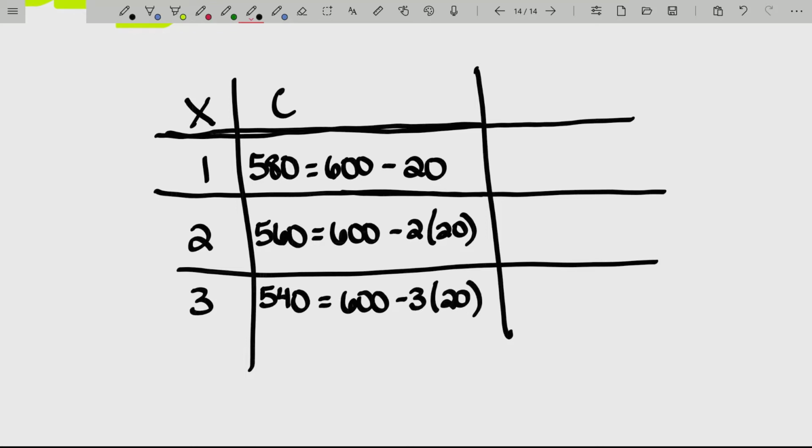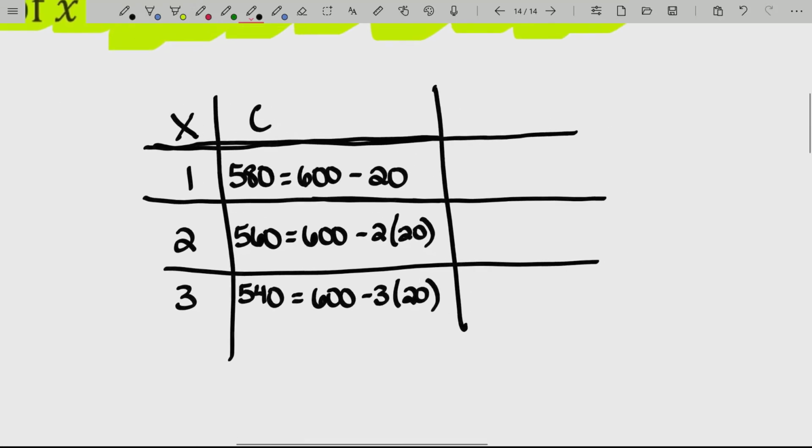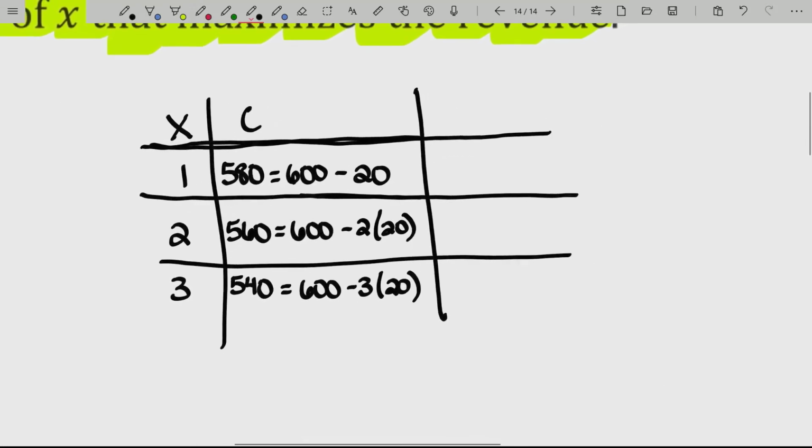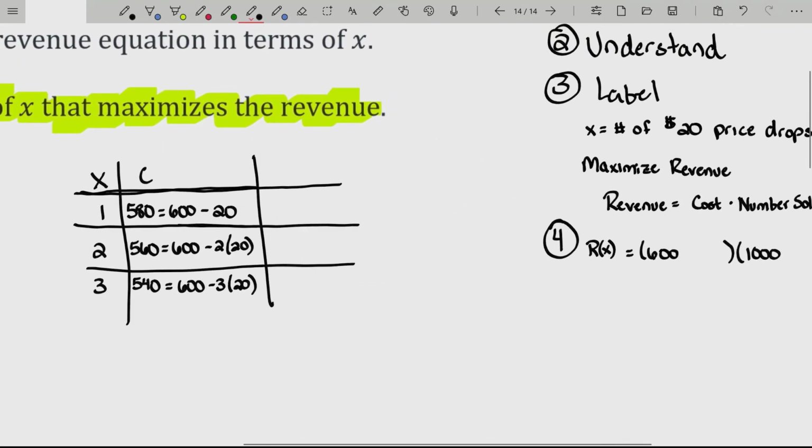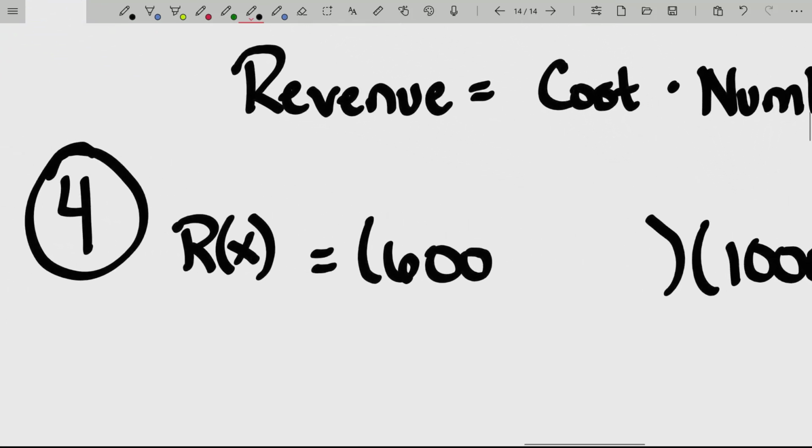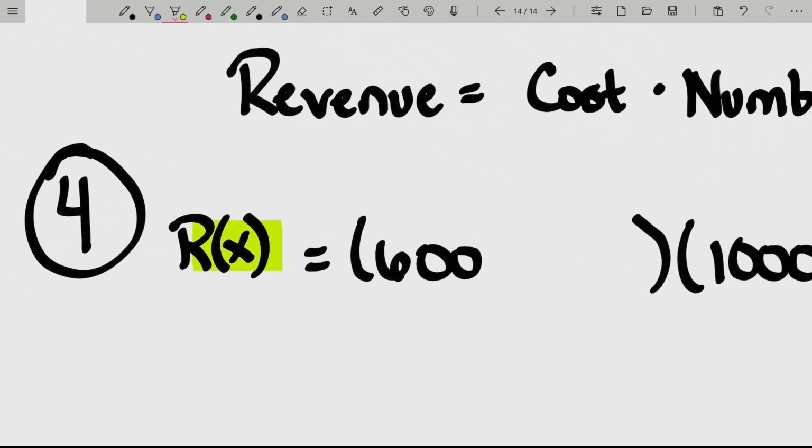In general, the cost you can see is 600 minus whatever the number is times 20. So in general, if I had X price drops, then the price to get in would be 600 minus 20 times X, where X is the number of price drops and 20 is how much it drops each time.